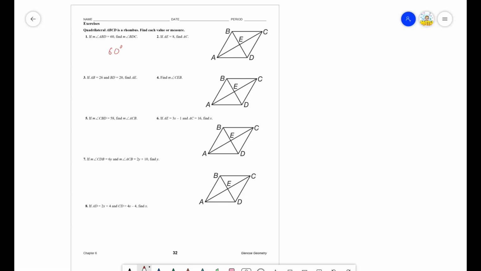Still hanging on to the same picture of rhombus ABCD, we have AE, which is half of one diagonal. AE is 8, and they want us to find AC. So it's going to be really easy. Our diagonals bisect each other. So if AE is 8, then there's another 8 that goes from E to C. So AC would have to equal 16.